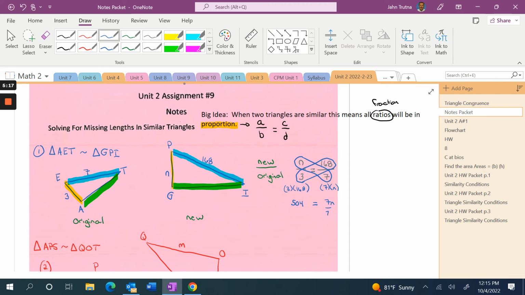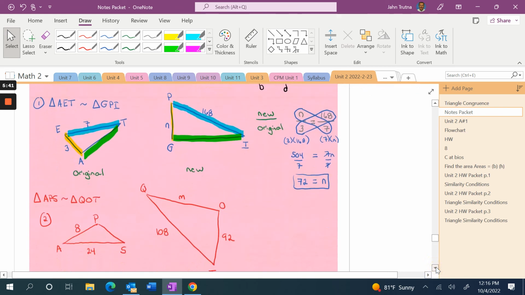So I'm going to divide both sides by 7. The 7s will cancel out, and I get n is equal to 504 divided by 7, which is 72. Okay, so what I have done here is I have solved for the missing side in the two similar triangles by using that big idea. Let's go to number 2.